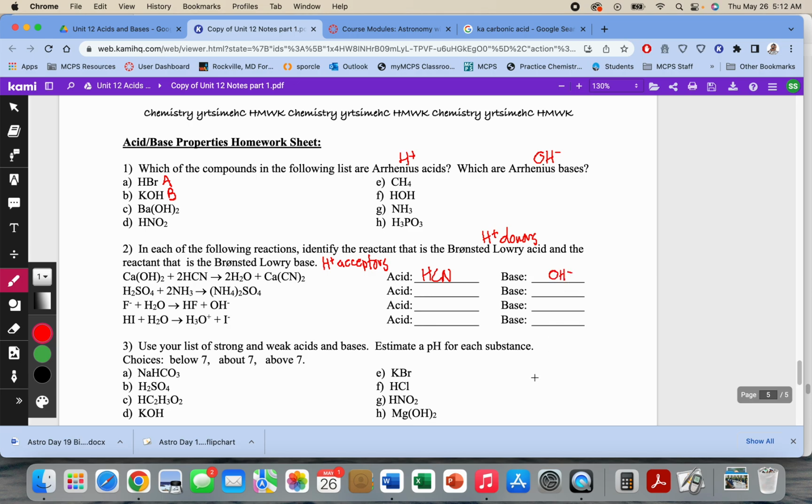Now, is it always going to be hydroxide ion? No. If you look in the second one, NH3 is taking the H+, right? It starts as NH3 and ends as NH4. So our base is NH3. Over here, H2SO4 is where the H's are coming from, right? You can see SO4 is without an H over here. So H2SO4 is our acid. Okay.